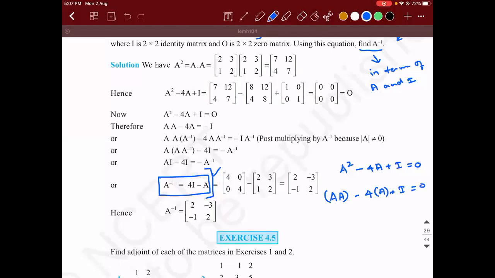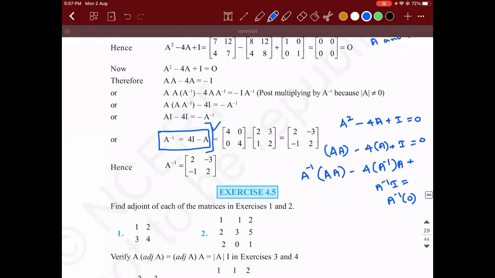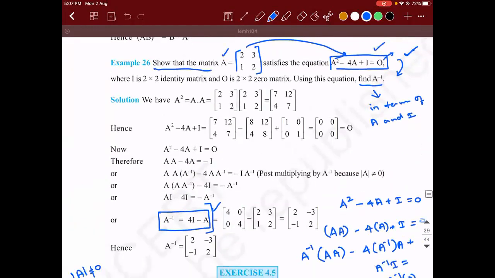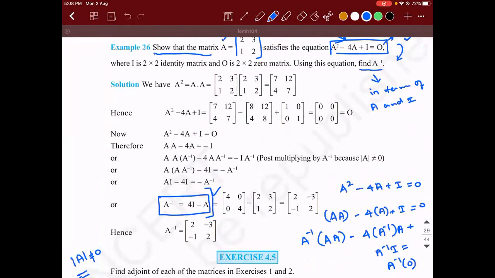Then what we can do, we can either pre-multiply or post-multiply with A inverse on both the sides. When you do that, what are you going to get? A inverse into A minus 4 into A inverse into A plus A inverse into I is equal to A inverse into 0 matrix. You can do that provided the determinant of A is not equal to 0 in that problem, because we know that A inverse is equal to adjoint of A divided by determinant. If you observe, the determinant is a non-zero value, so you can multiply it.